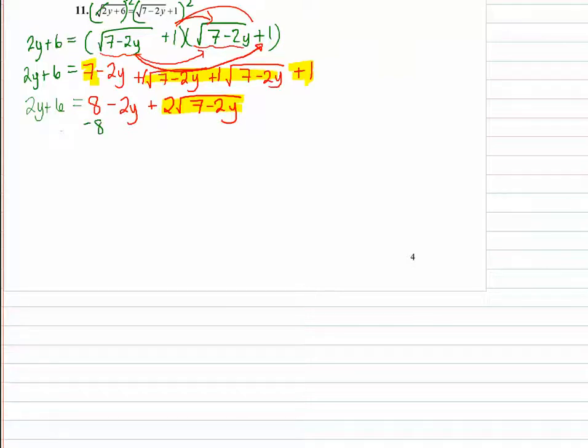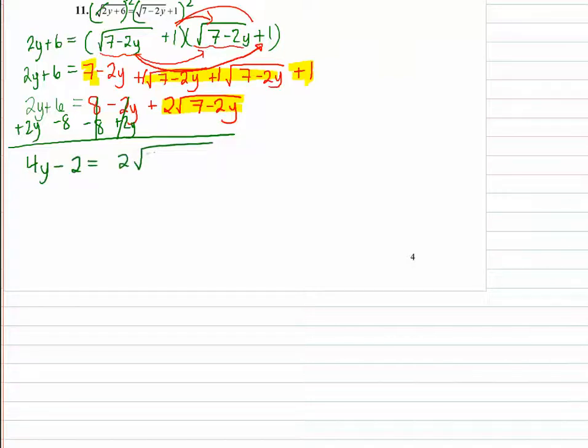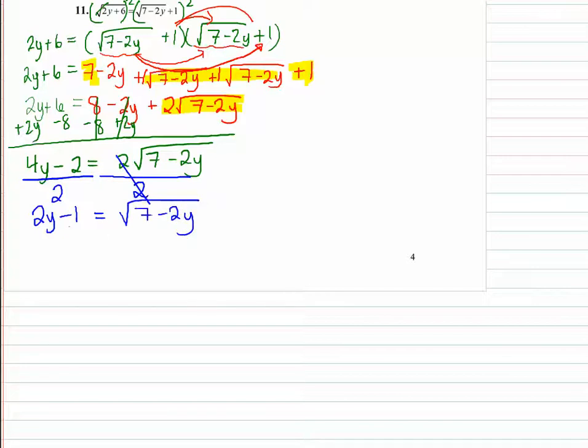So let's subtract 8 from 6, and let's add 2y to the 2y over here. So we can bring those terms over. So 4y minus 2 equals 2 square roots of 7 minus 2y. Now before we square both sides, let's deal with this 2. Sometimes we don't want to divide because the value creates fractions, but on this one it would make sense to divide because 2 goes into both numbers. So 4y minus 2 divided by 2 becomes 2y minus 1, and then we have the square root of 7 minus 2y. So there's an example where division actually does simplify it for you.